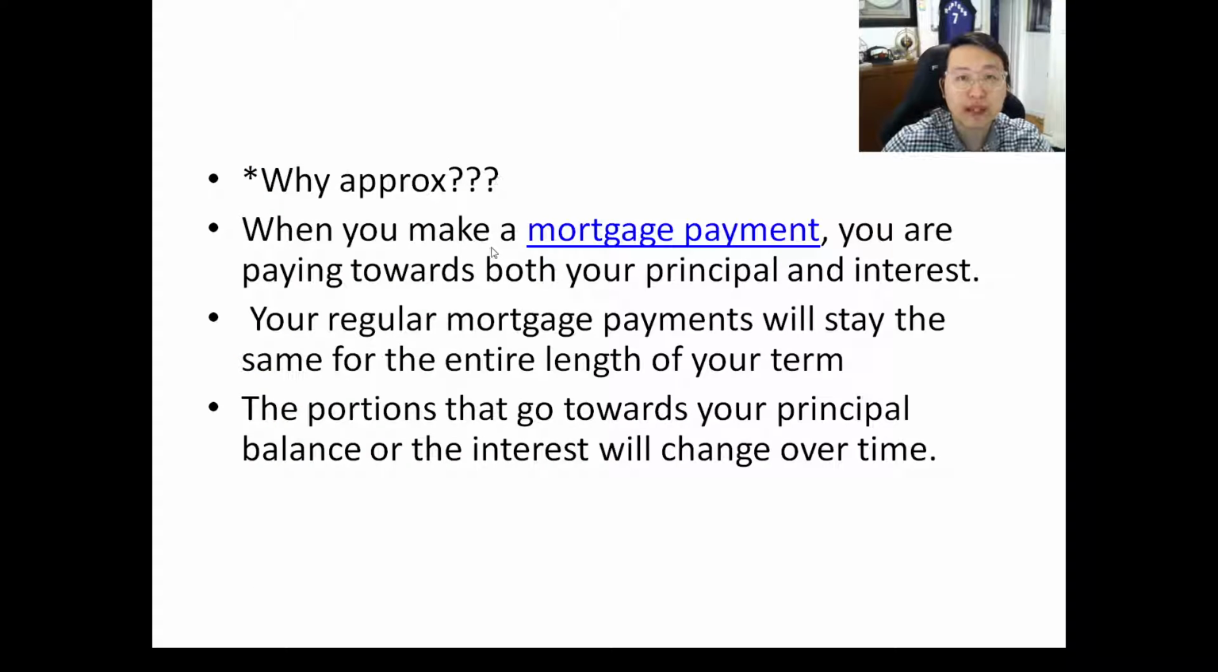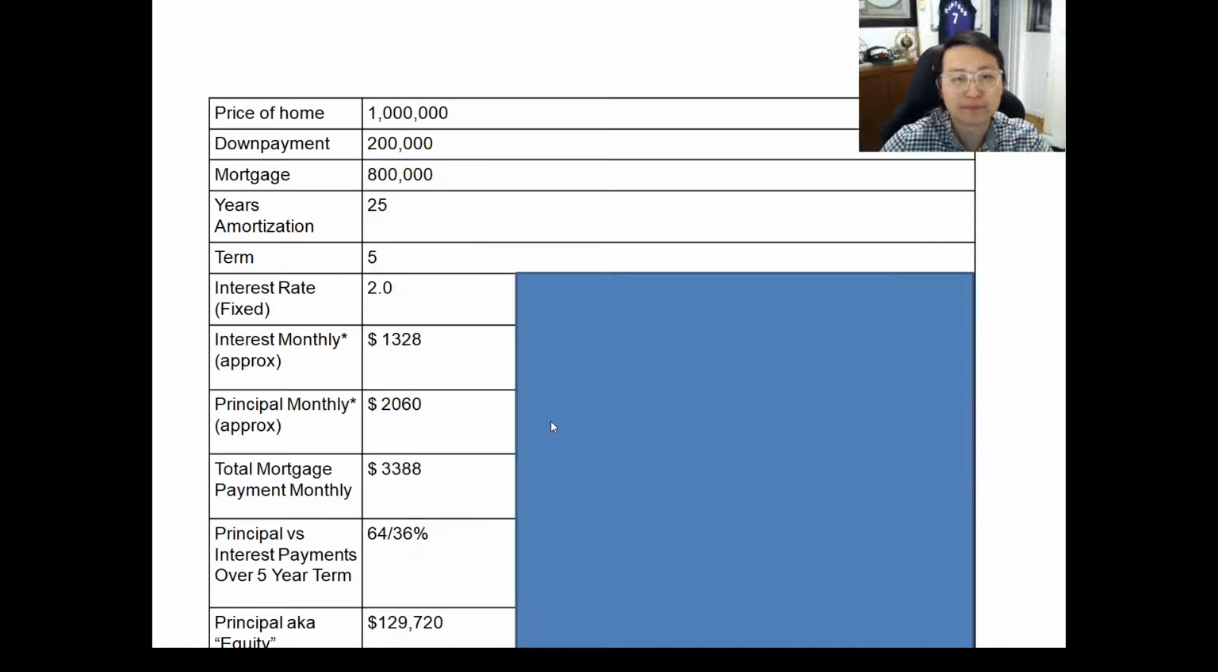I use approximate numbers because when you make a mortgage payment, you're paying towards your principal and you're paying towards your interest. And while your monthly payments will not change over a 5-year term, the portion that goes towards your principal balance and the portion that goes towards your interest will change over time. Because as you pay off your principal, you're technically borrowing less and less. Therefore, even though the percentage is the same, the amount of interest that you're paying will decrease over time. And you'll see this later on in the chart.